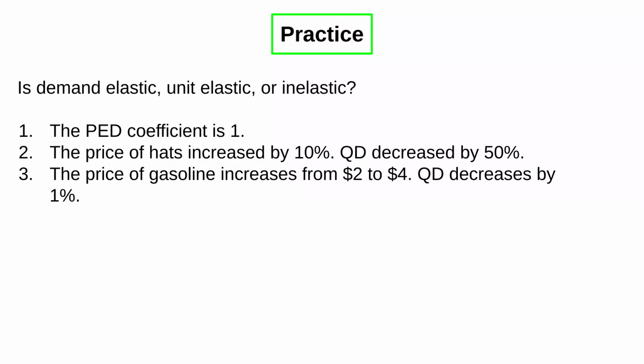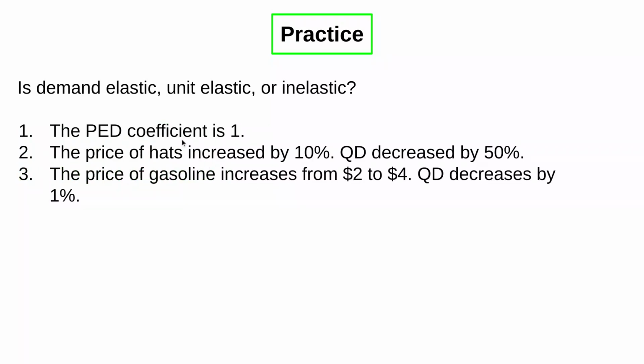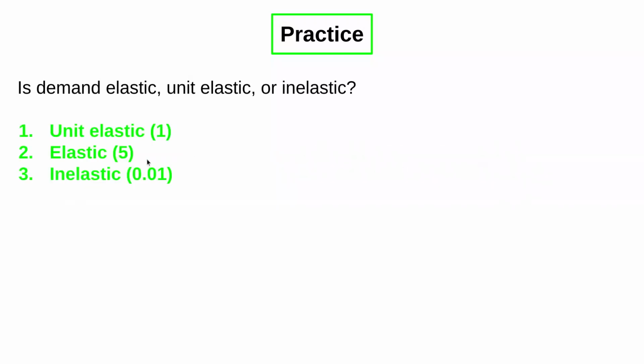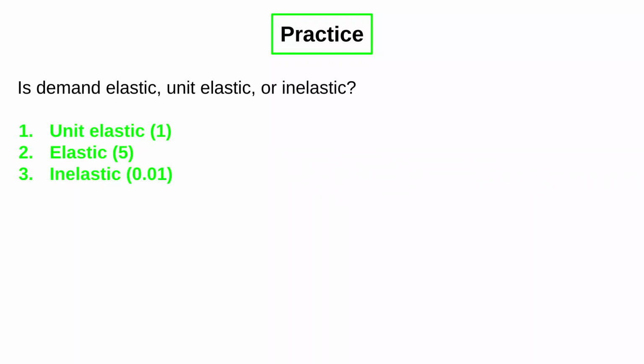So the correct answers here are going to be unit elastic, elastic, and inelastic. And I've put the coefficients in parentheses for the second two, especially when you had to calculate them. The first one basically is straight off the chart. The second one, we're going to take 50 divided by 10 to get 5. That makes it elastic. And then the last one, you have to do the percent change for the prices, put 1 divided by that, and you should get 0.01.